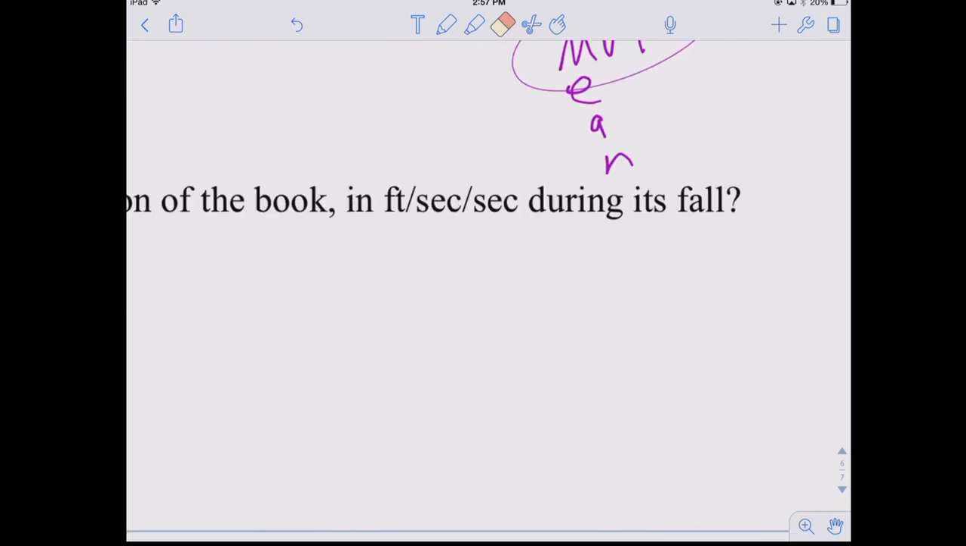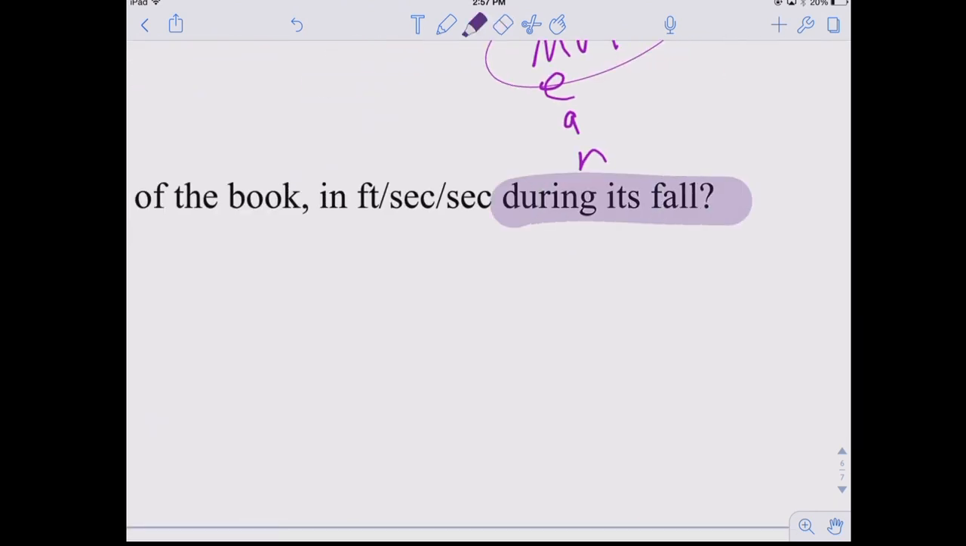What was the acceleration of the book during its fall? Is that average acceleration or instantaneous acceleration?